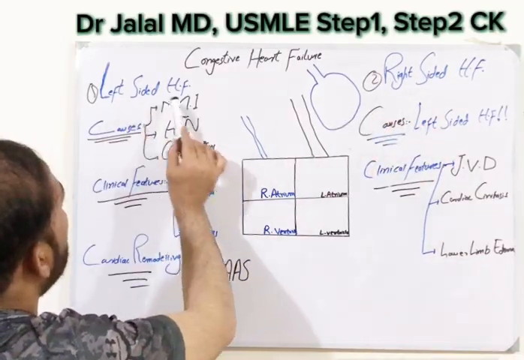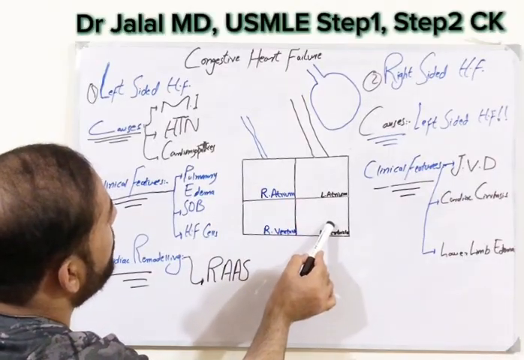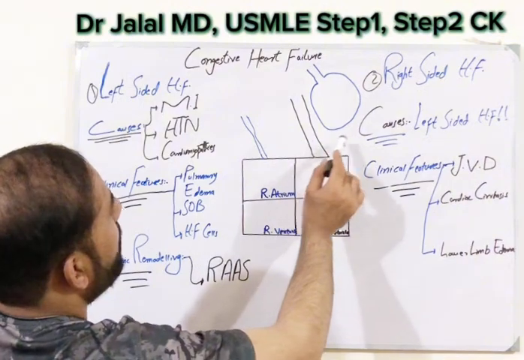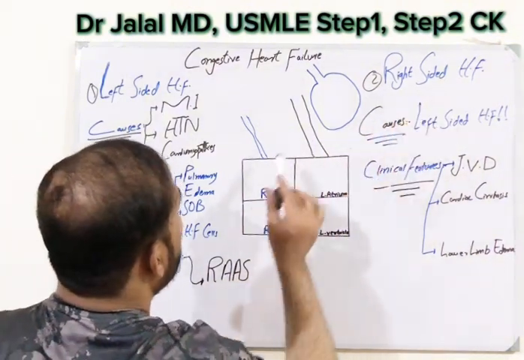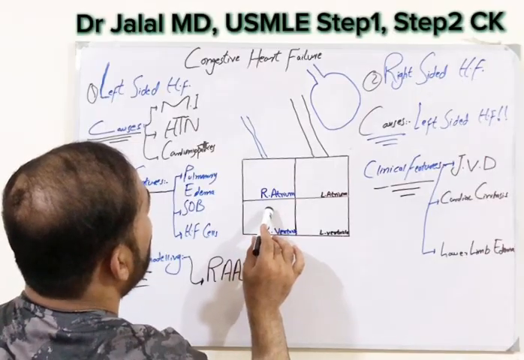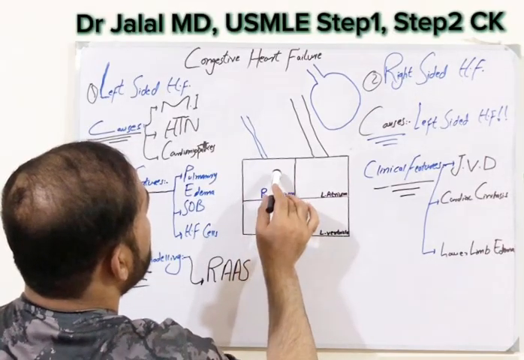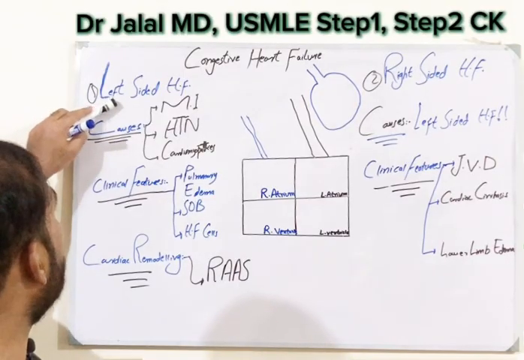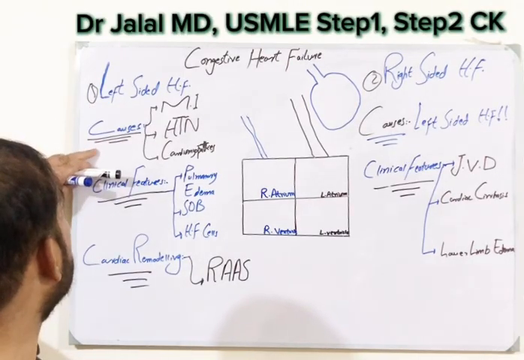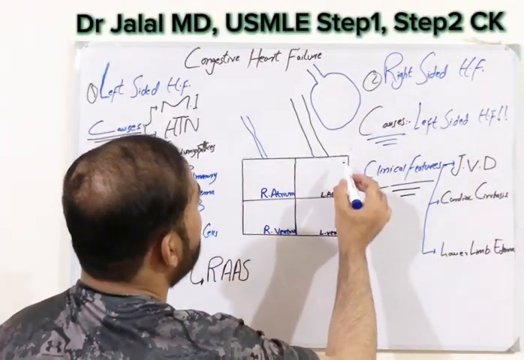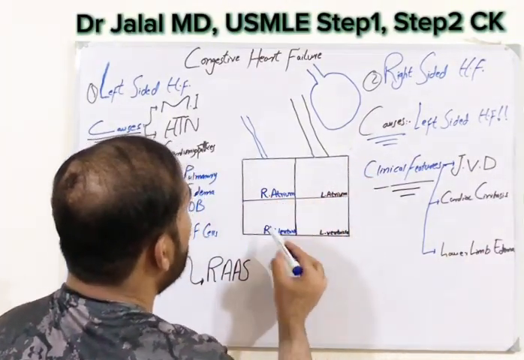In left-sided heart failure, the patient won't be able to pump oxygenated blood towards systemic circulation, while in right-sided heart failure, the patient won't be able to receive the deoxygenated blood flow from the venous circulation towards the lungs. First, we are going to talk about left-sided heart failure, and we are going to start from causes. You better know where our left-sided heart and right-sided heart are.